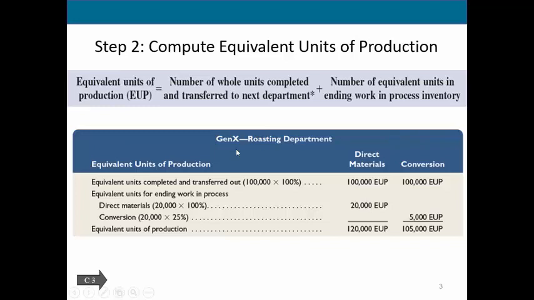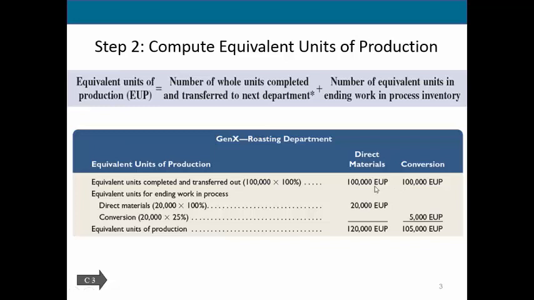So you can see here we transferred out, because they were completed, 100,000 units. So we don't have to compute equivalent units for these because they are 100% complete. So 100,000 multiplied by 100% is simply going to give us 100,000 equivalent units of production for direct materials and 100,000 equivalent units of production for our conversion costs. And that's because these are complete, so there is no difference between the actual and the equivalent units of production.